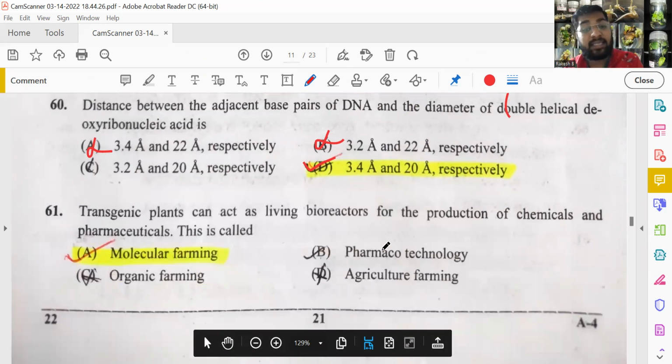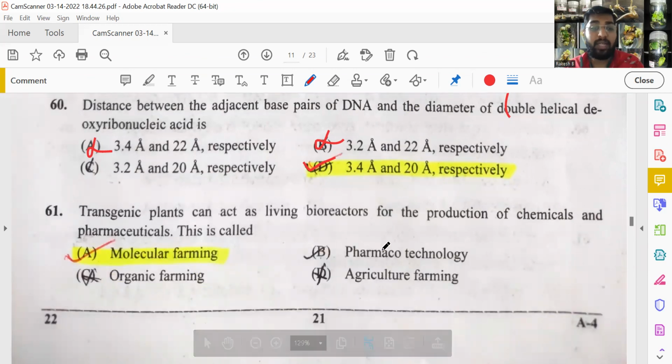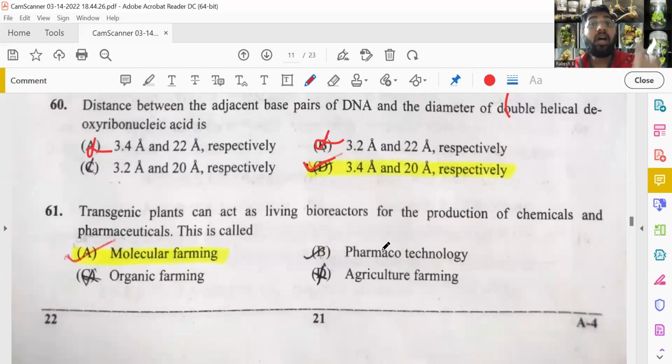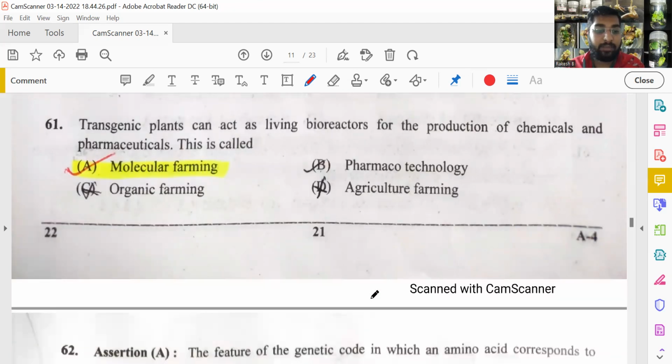Transgenic plants can act as living bioreactors for the production of chemicals and pharmaceuticals. This is called molecular farming. Medicinal plants are used in the biotechnological industries to extract pharmaceutical drugs, pharmaceutical phytochemicals, secondary metabolites and so on, by using biotechnological approaches like elicitation, or by upregulation of certain genes. Various molecular approaches have been employed. That is called molecular farming.